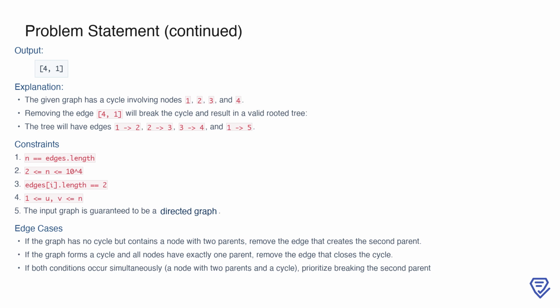Once this edge is removed, the graph becomes a valid rooted tree with the edges 1-2, 2-3, 3-4, and 1-5. Here, node 1 serves as the root, as it has no parent, and all other nodes have exactly one parent. The resulting tree satisfies all the conditions, so the output is 4, 1.